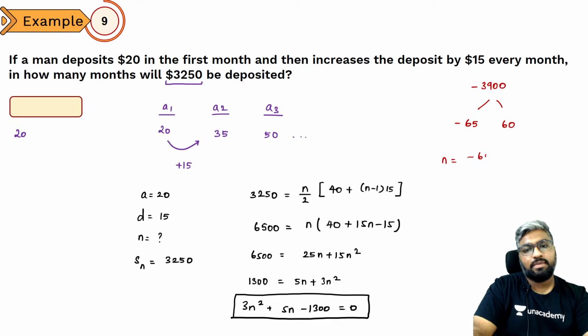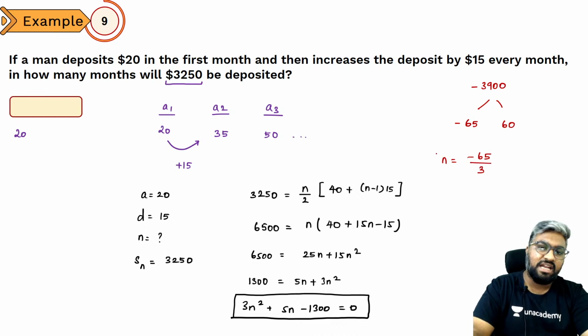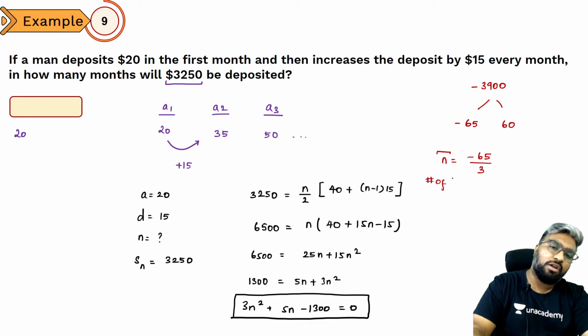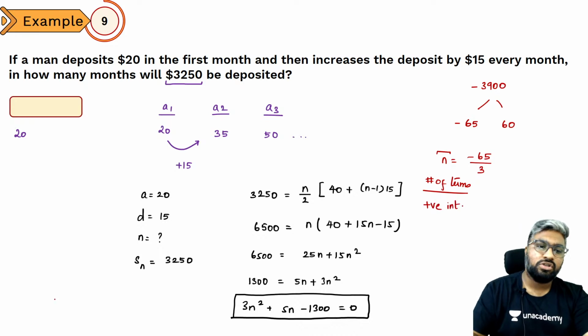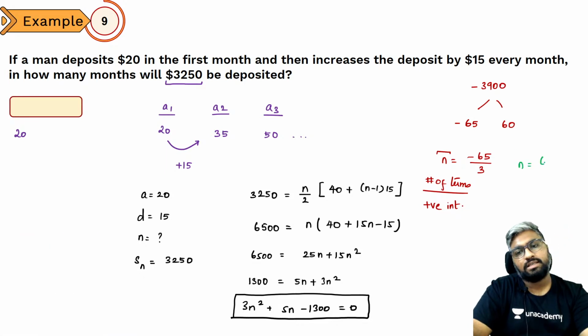Either it will be minus 65 by 3, which is not possible. Number of terms. n क्या है? Number of terms cannot be negative or in fraction. Number of terms must always be a positive integer. So ultimately the only choice left for us to consider would be what? That the number of terms will be 60 by 3, which is 20.